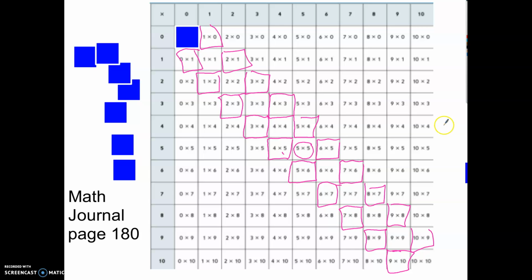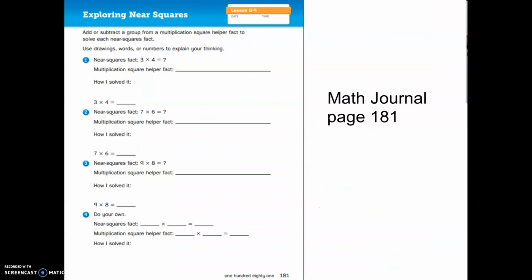So what I mean by that is if I have 7 times 7, that's a multiplication square. Near squares would be 6 times 7 or 8 times 7. And we're going to talk about how we can use our near squares to help us solve multiplication problems. So we're going to work on page 181, but make sure that you have the chart on page 180 handy.